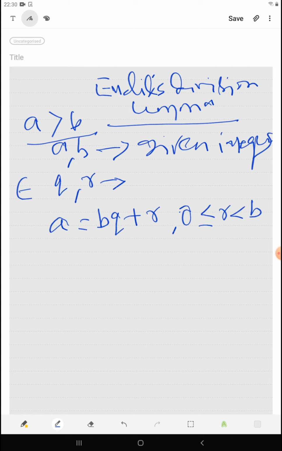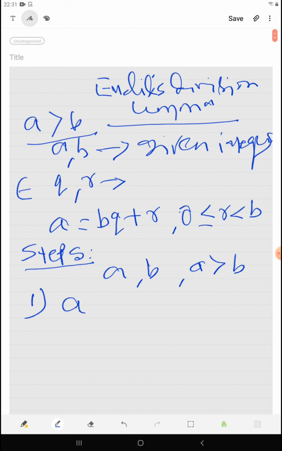This is used to find the HCF of two numbers. So what are the steps to get the HCF of two numbers? Suppose we have two integers a and b, and a is greater than b. The first step is to represent a as bq plus r.